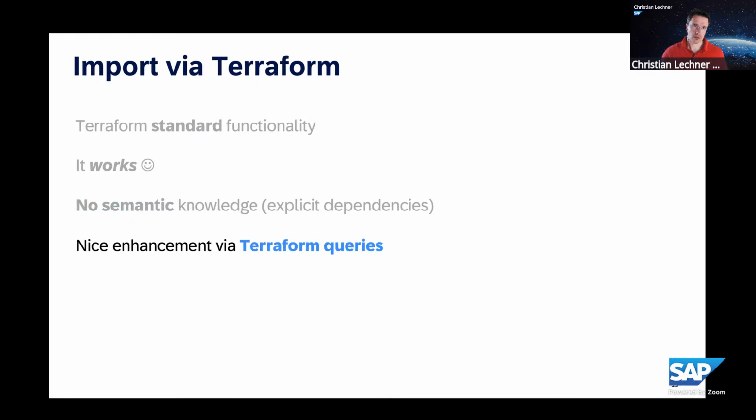In addition, last year, HashiCorp also added a nice new feature, which is called Terraform queries, which allows you, first of all, to detect what is on the platform, and then to create the statements or the HashiCorp configuration language code that you need in order to import those resources.